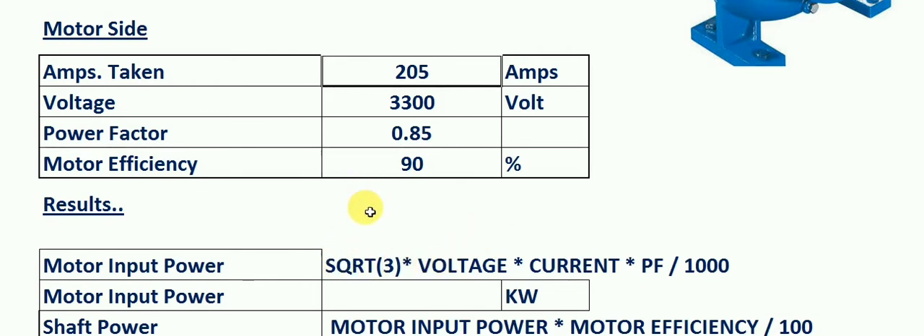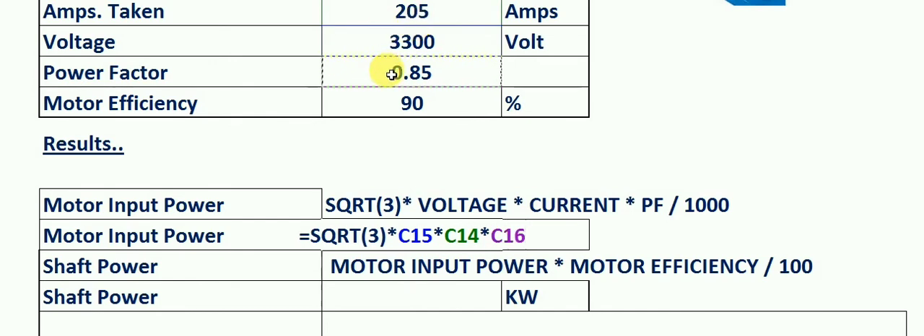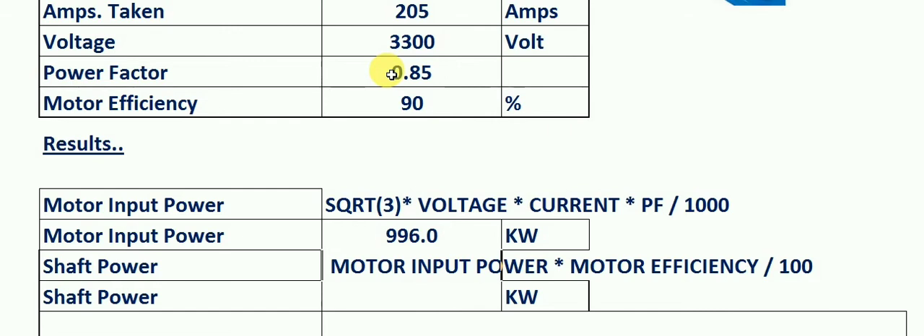Now we'll go for the calculation part and what are the formulas we are going to use. For motor input power, it is a basic 3-phase motor, so we use square root of 3. Voltage we have taken already, 3300. Current 205. Power factor is 0.85. Divided by 1000 is to convert into kilowatt because it is in watts only. So it will give 996 kilowatt as the motor input power.